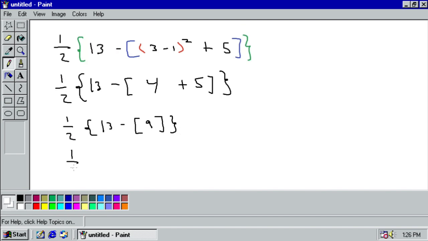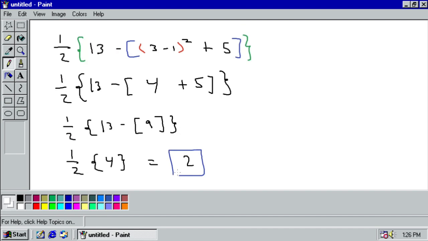And 13 minus 9, that will be equal to 4. And the half of 4 is 2. So that's how you answer some braces and brackets and parentheses stuff.